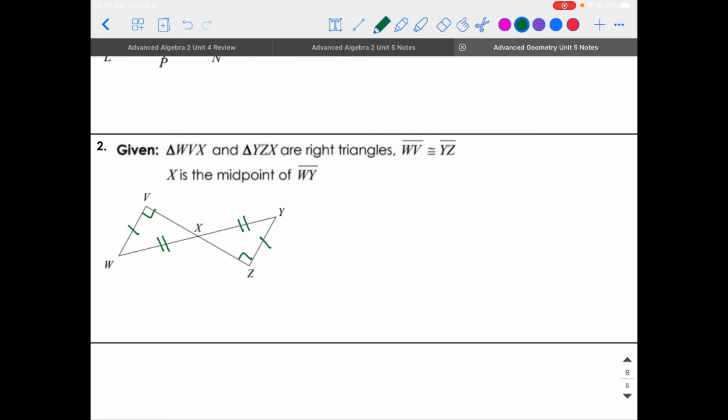Now, because these are vertical angles, you could also say that this was congruent by AAS. But since this is the HL lesson, we're going to stick with that one. So HL, triangle VWX is congruent to triangle, I need to start at my right angle, Z, and then YX.